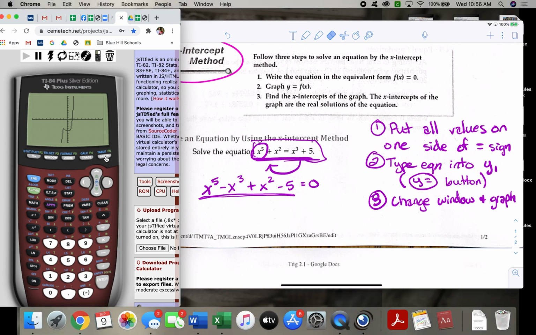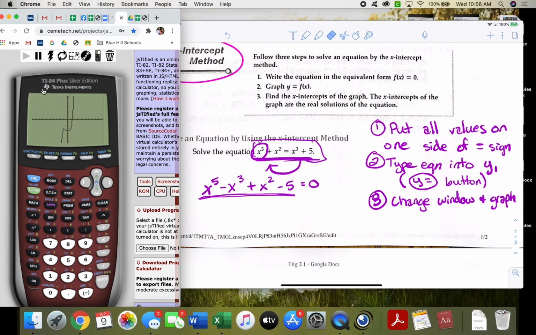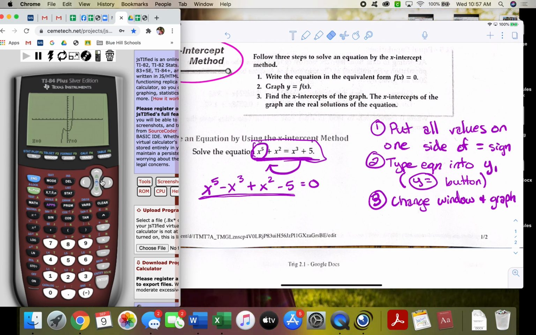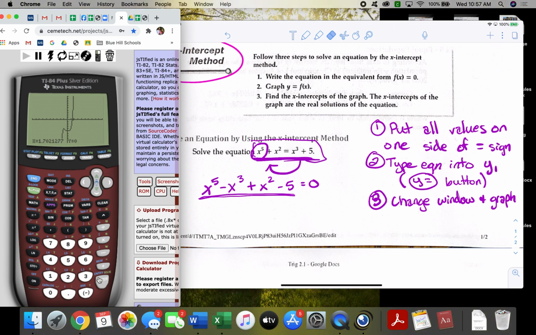Okay, I'm going to teach you how to get really, really close to the exact answer. So this is just a little bit different of a procedure. We're going to first zoom in. We're going to zoom in lots and lots. So go to your zoom button. Zoom in. And we're going to scroll over and we're going to zoom, zoom, zoom on that point.